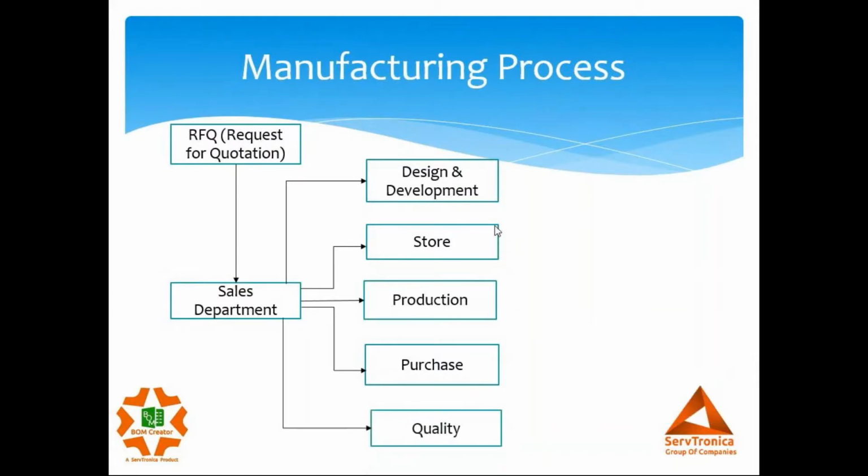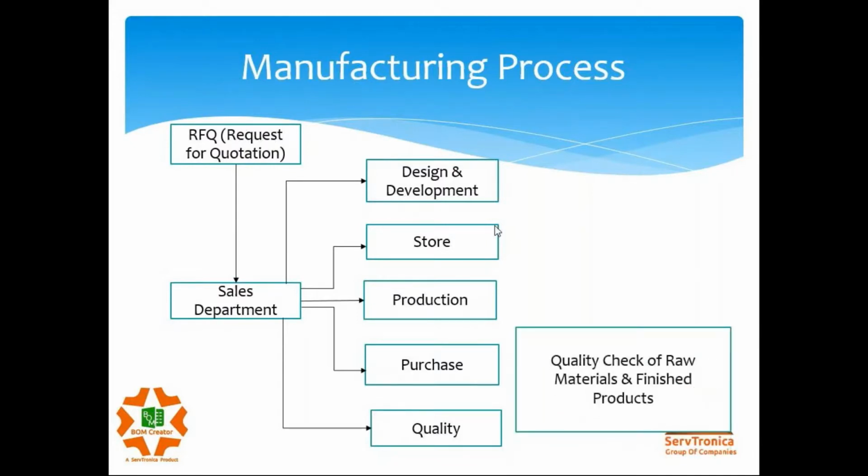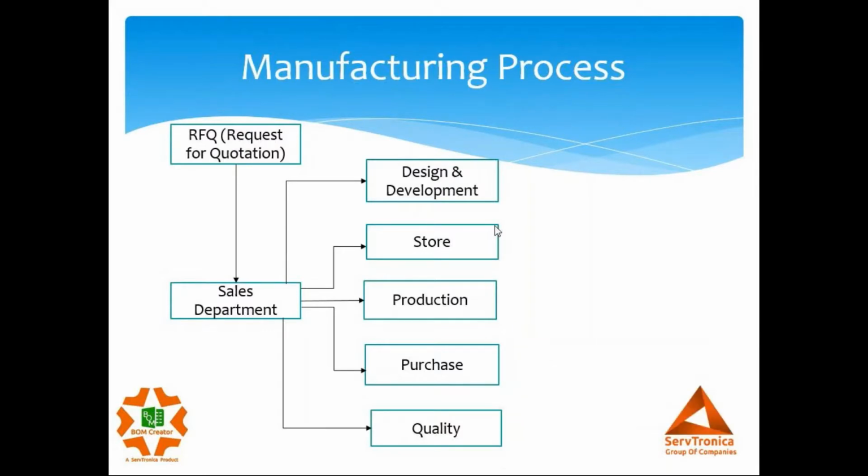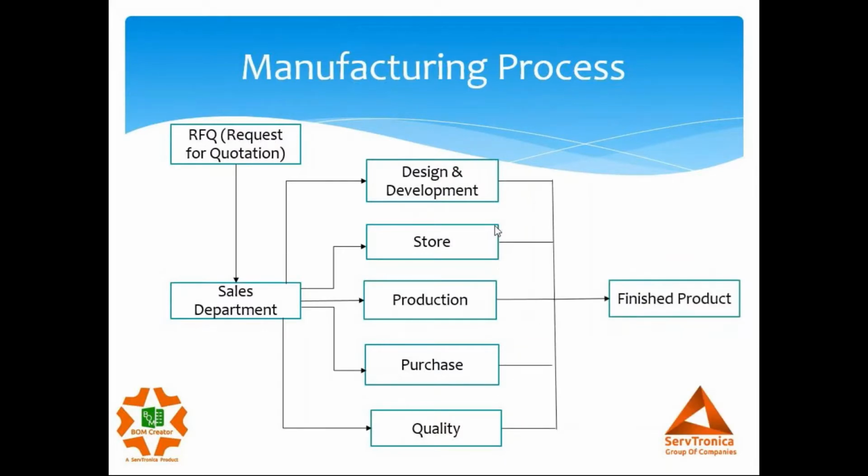The other department is the quality department. The quality department is supposed to check the raw material, the incoming material. They are supposed to check the details of incoming material to see if it is good enough to execute our project, as well as check the finished product. When all these departments combine, we get a finished product. That could be any machine. So the major stakeholders for executing any project in a manufacturing organization are sales, design development, store, production, purchase, and quality.